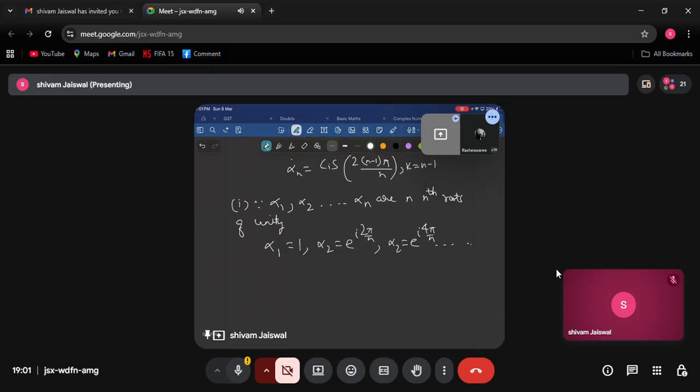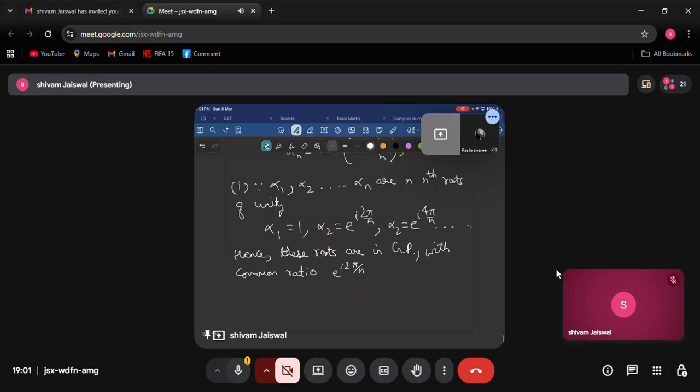Hence these roots are in GP. What is the common ratio? Can anyone tell me? The common ratio is e to the power i 2 pi by n. Remember.